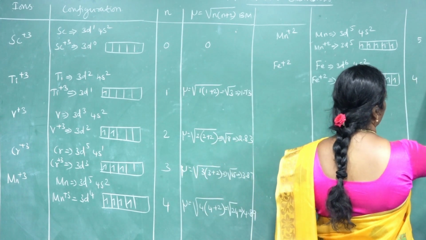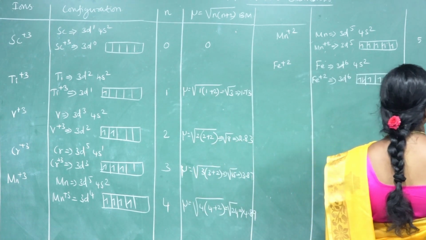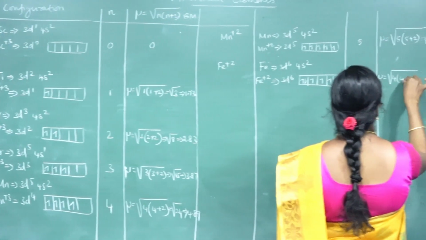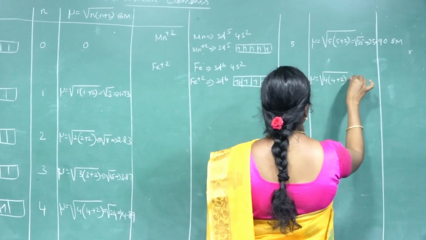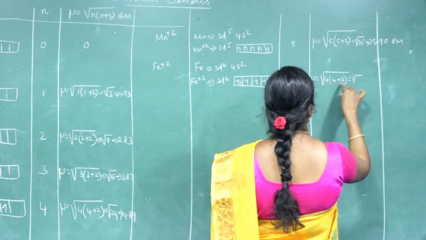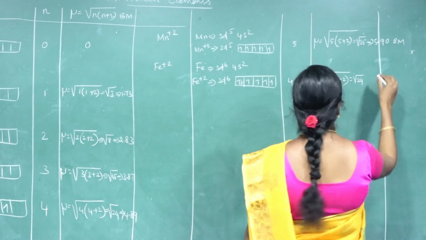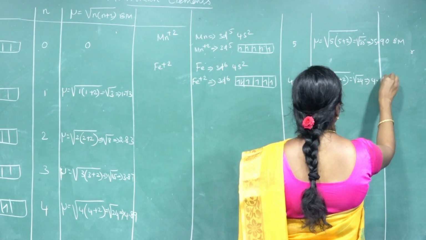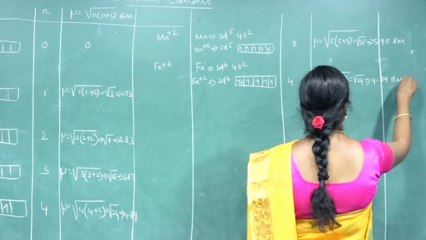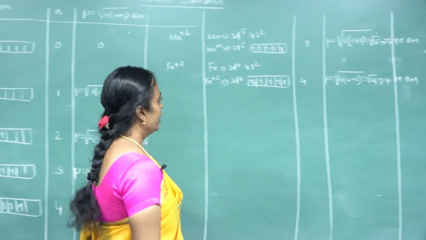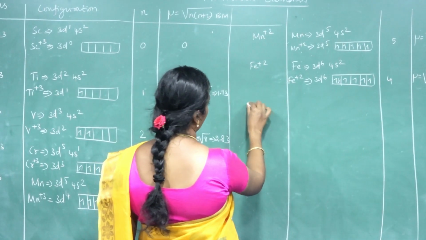That gives a magnetic moment. 4 means 4 unpaired electrons, 4 into 4 plus 2, that is 6, so 24. So 24 means you will get the 4.89 Bohr magneton value.